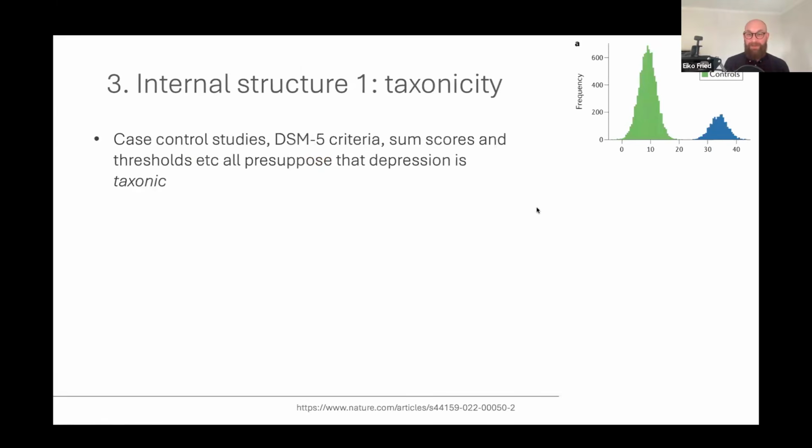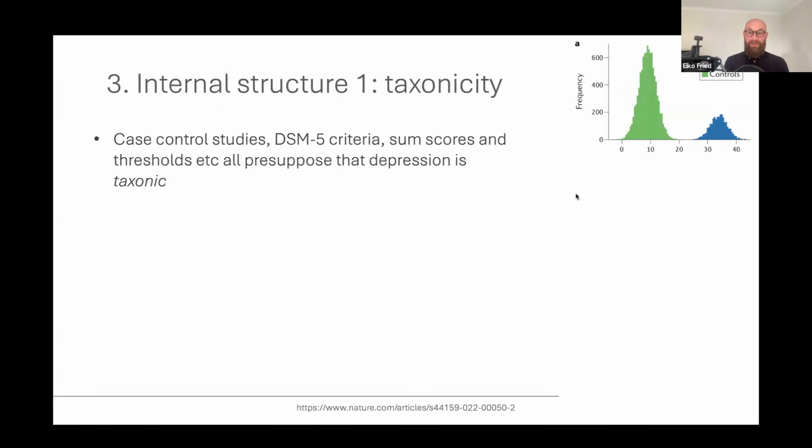So much work in our field is based on case control studies where we take people with depression and people without, and we compare them on genes or brains or hormones or personality traits. That means we have a depressed group and a control group. Top right shows you how the sum score should look like if such a case control study would be a sensible way to study the world.